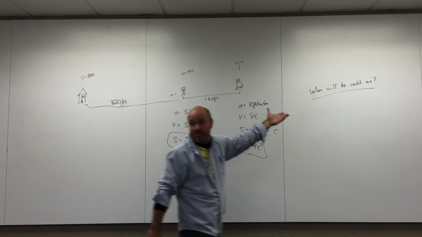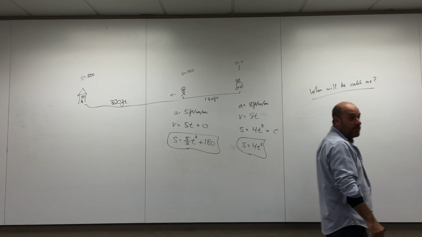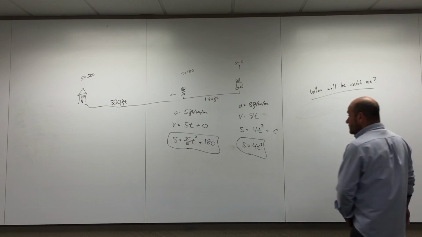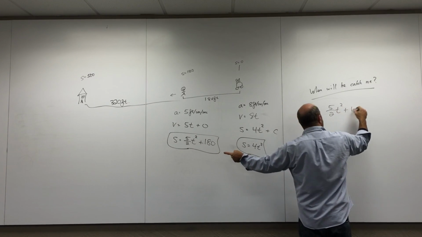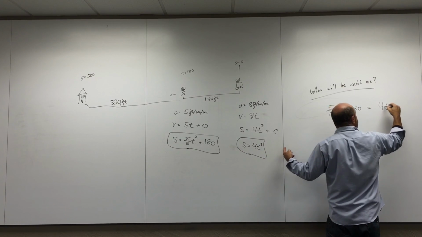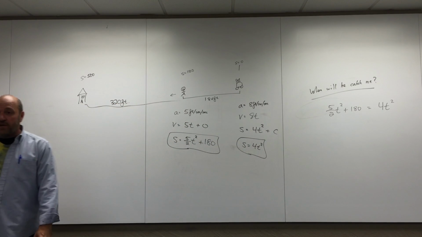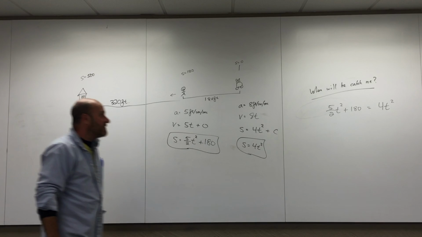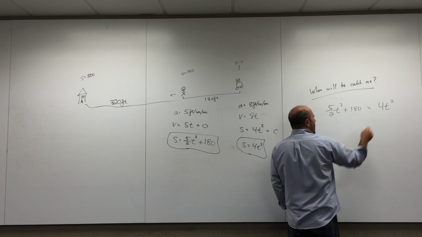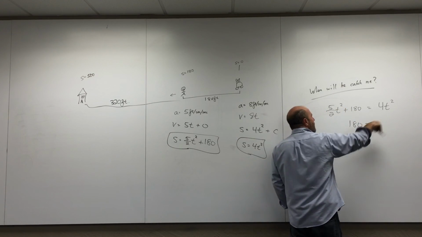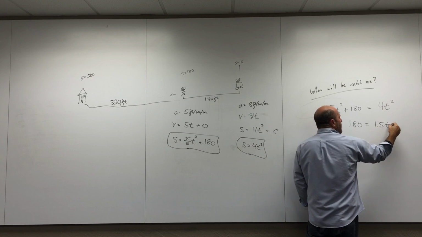And here's what: when will he catch me? When my position equals his position. It's fairly easy algebra to find out when they're equal. Let's see, what am I going to do? Maybe I'll subtract the 5/2 t squared. If I subtract 2.5 from the 4, I think that leaves me 1.5 t squared.